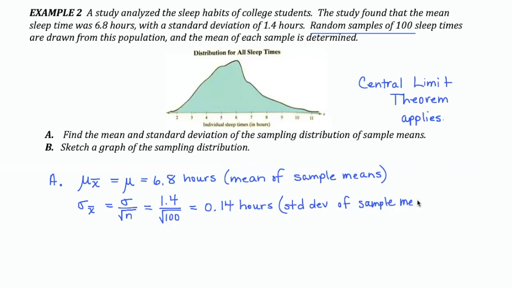So remember, that's an indication of how spread out the data is from the mean. And this is a pretty small number, so it sounds like they're not very far spread out from the mean. In part B, we're asked to sketch a graph of the sampling distribution.